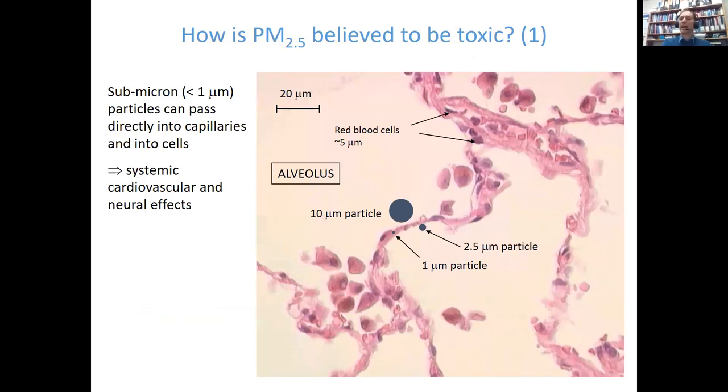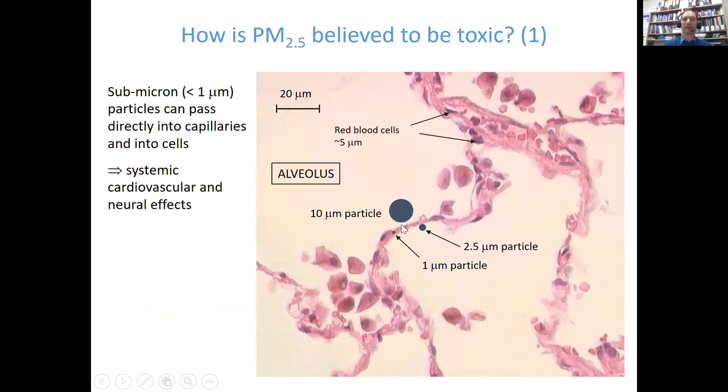So what I have here is a micrograph through lung tissue. These beige areas, with diameters of several tens of microns or 100 microns, represent the actual air sacs. And then these are the capillaries where the gas exchange happens. And I've tried to draw on here, to scale, the size of some of these particles so we get an indication of how they scale compared to the alveoli, compared to the red blood cells.